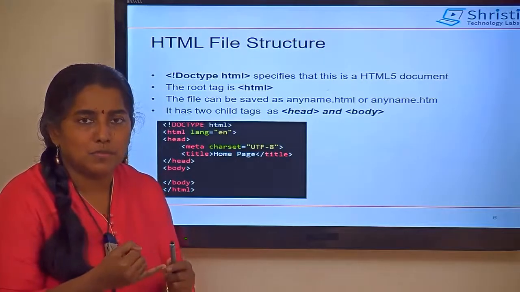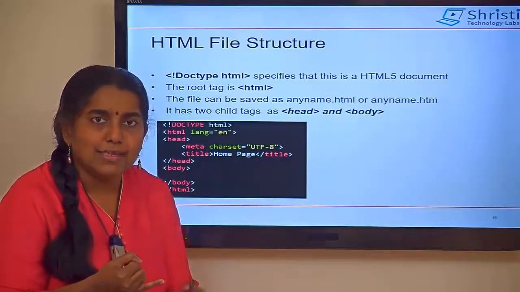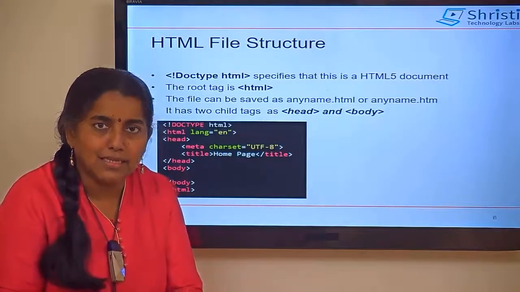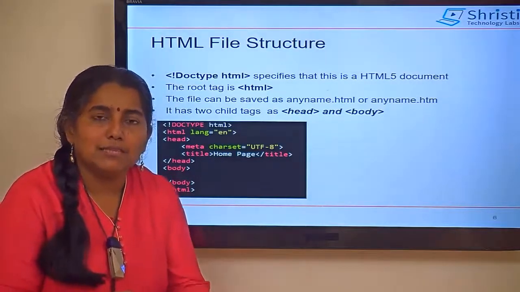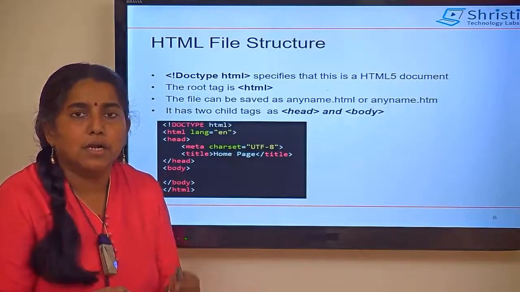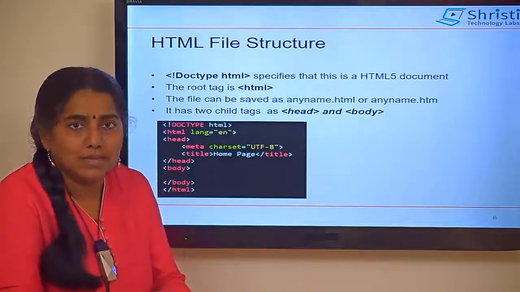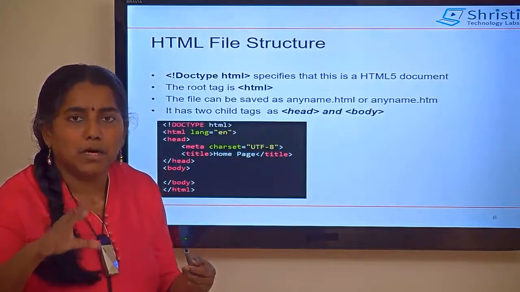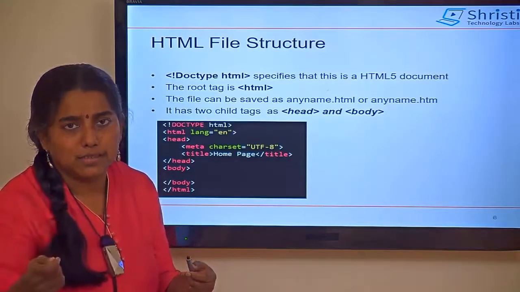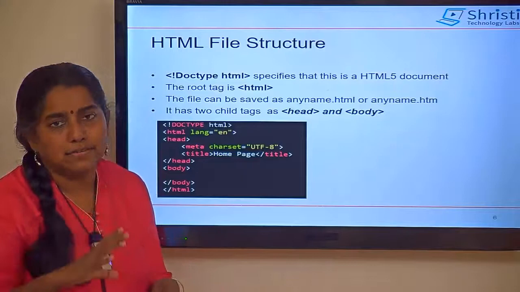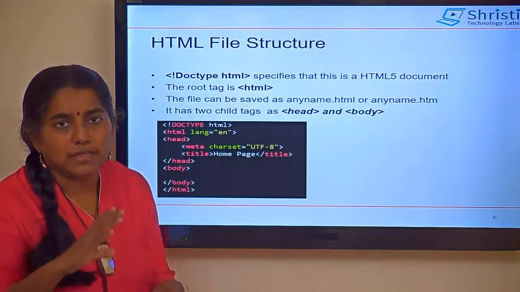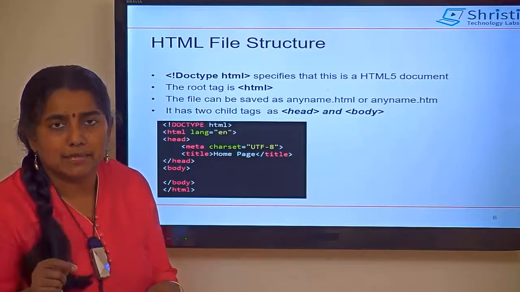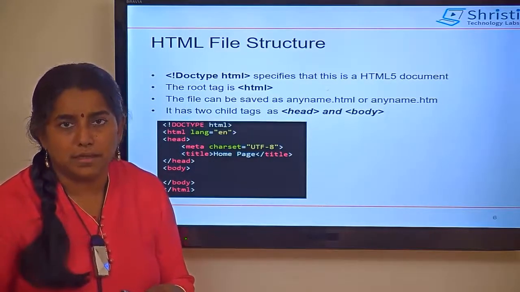Suppose I want to specify that this page needs this particular styling, this page should have this title, this page needs this particular JavaScript. If I want to give information to this page, I have to add them in the head part. Whatever I am adding in the body part will be rendered in the browser. How to save this file? Once you have created an HTML file, you can save it as anyname.htm or anyname.html.